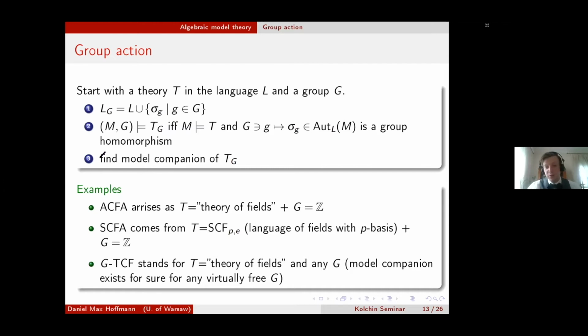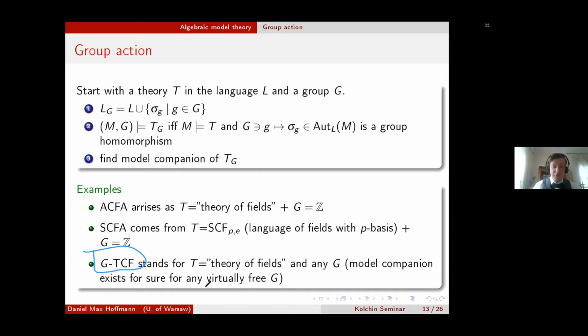So this time, T is just the theory of fields. It's not stable, right? The theory of all fields is not stable. And then you can just plug in G, and sometimes this theory GTCF exists, sometimes not. So we know, actually, right now, at this moment, the state of the art says that GTCF, the transformally closed fields with group action of group G, exists as a model companion for all virtually free groups.